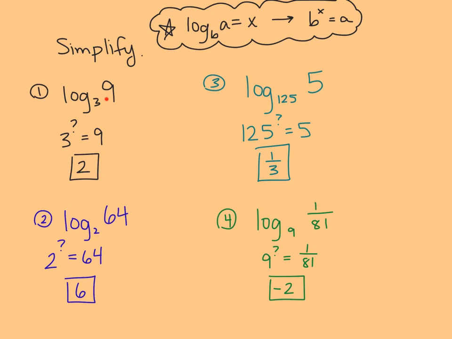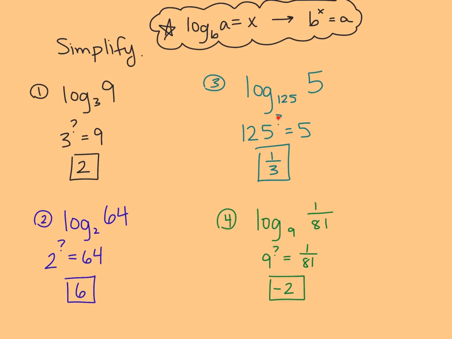But we want to think, what do we have to raise this bottom number, this base, to get to this answer? So 3 to the what is 9? So this answer is just 2. Same with number 2, that one's pretty simple. Numbers 3 and 4 use rules for rational and negative exponents.